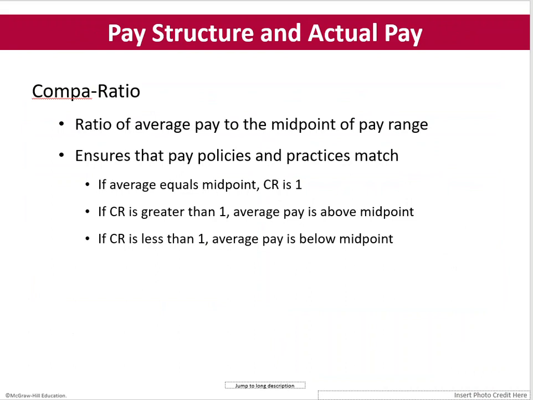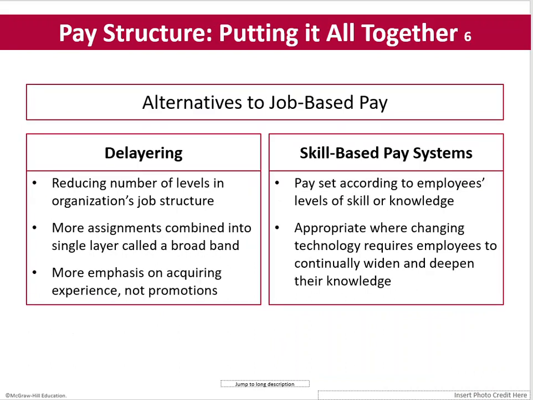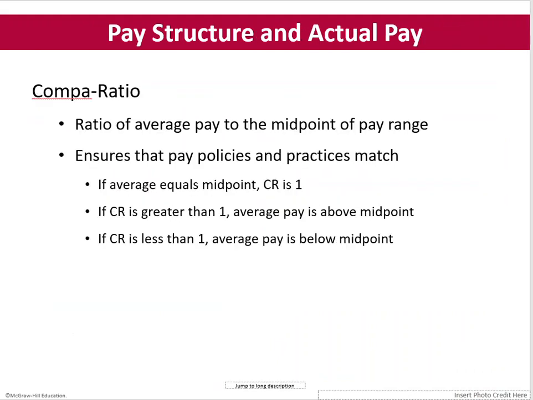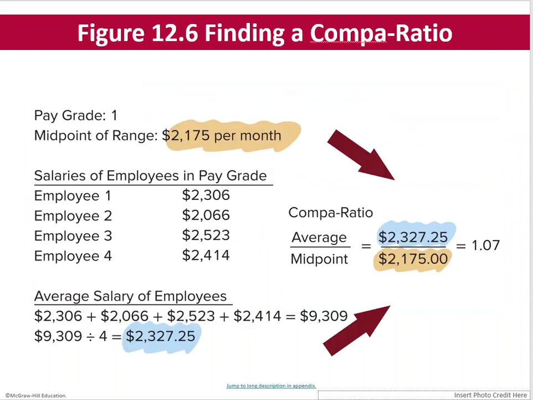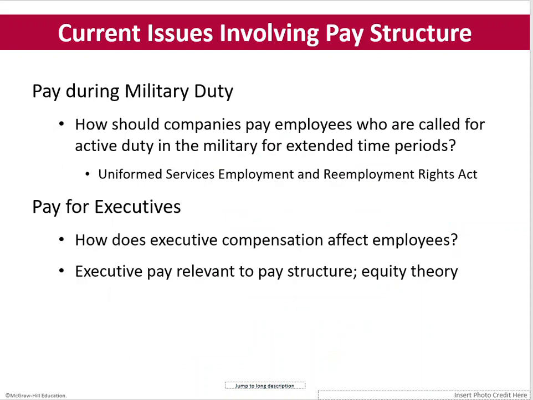Okay, alternatives to job-based pay. I can have delayering, or I can go through skill-based pay systems. You can read through those in the book. Compa ratio is the ratio of pay to the midpoint of the pay range. Ensures that pay policies and practices match. There's just a calculation showing that. You can read through that in the book.